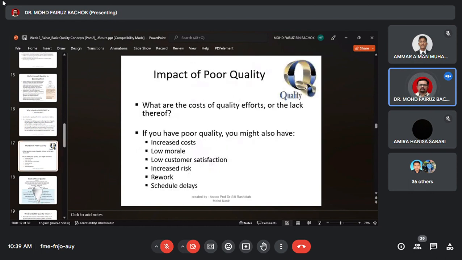Another thing is the impact of poor quality, the cost of quality effort. If you have poor quality, you might increase the cost because you need to do remedial action. Low morale for your workers, and you lose motivation. Because once there is a mistake, they blame your company, because you are the contractor, and they will get angry.